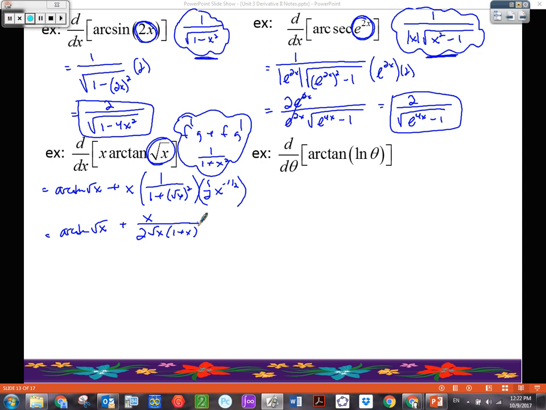Am I done? Can you see any other simplification I need to do? Yes, there's one more thing. The x and the root x, right? I need to bring them into 1x, right? And they need to be together because they have the same base, right? This is x to the first and this is x to the 1/2. Remember our exponent rules, 1 minus 1/2. Remember all that? So we need to simplify that. So I have arctangent root x plus root x over 2 times 1 plus x.